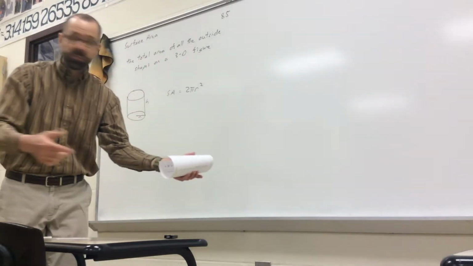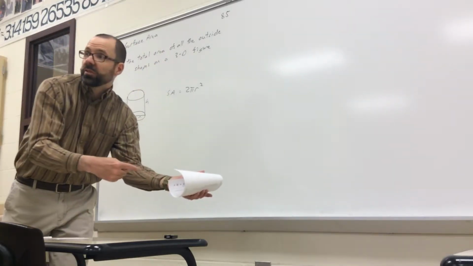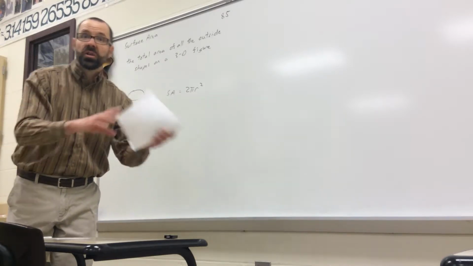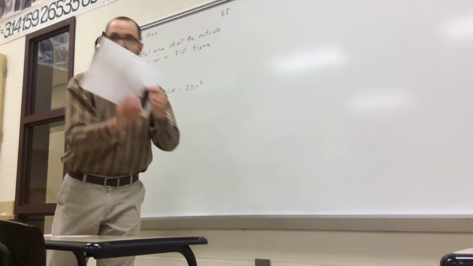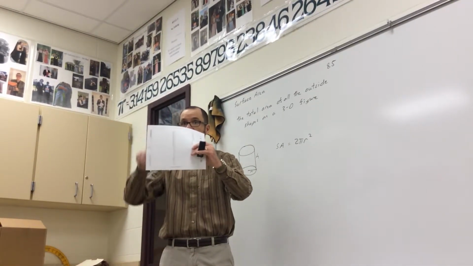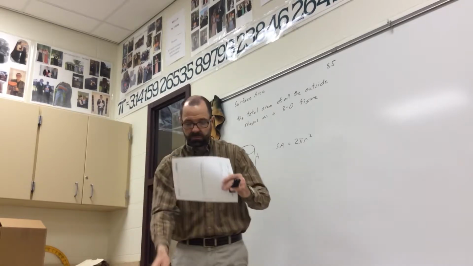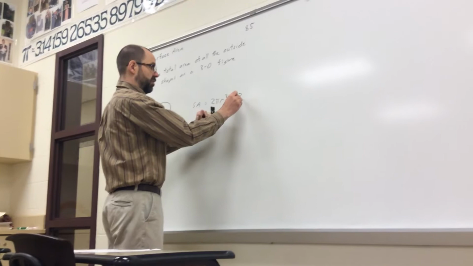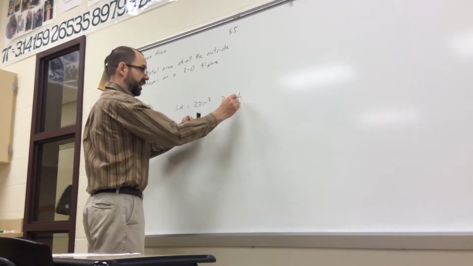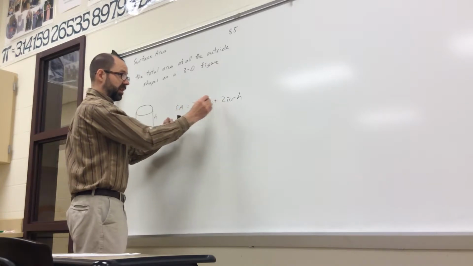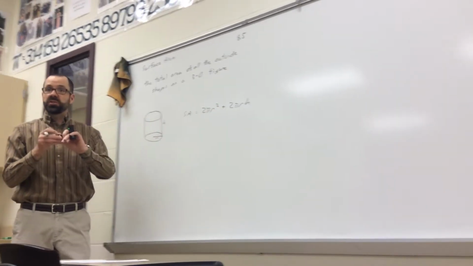So it's been a while. Does anybody remember how to find the circumference of a circle? Yeah, that's 2 pi r. So this thing here is 2 pi r, and then times the height. All right, so to get the rectangle, you take 2 pi r times the height. And then that's the rectangle plus the two circles, so that'll be the total surface area for a cylinder.